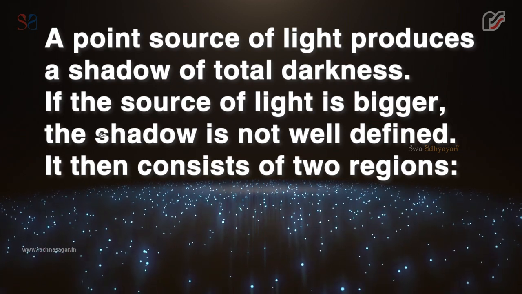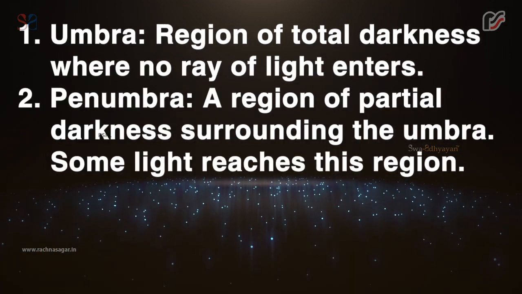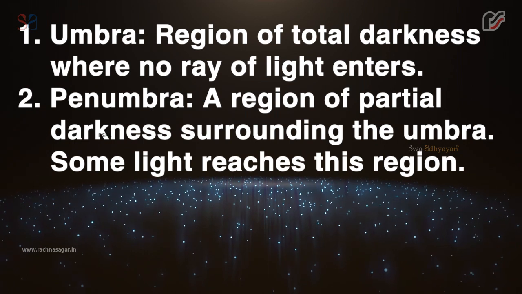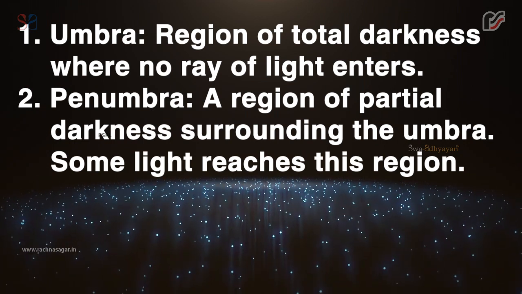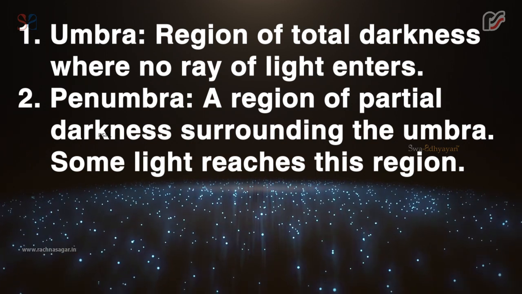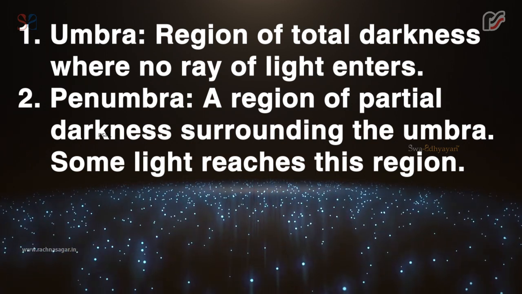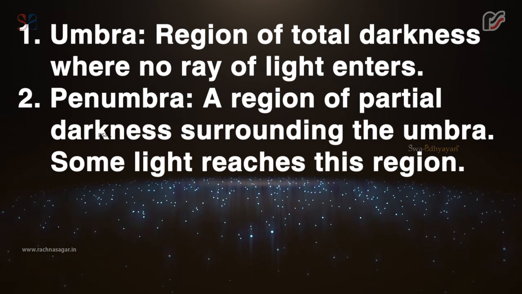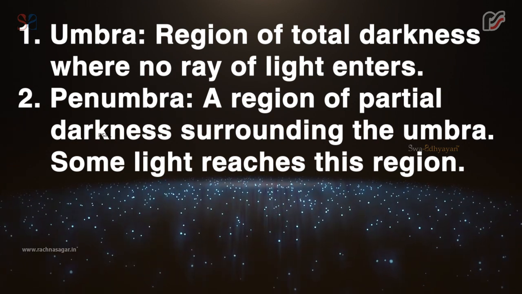It then consists of two regions. 1. Umbra, region of total darkness where no ray of light enters. 2. Penumbra, a region of partial darkness surrounding the umbra. Some light reaches this region.